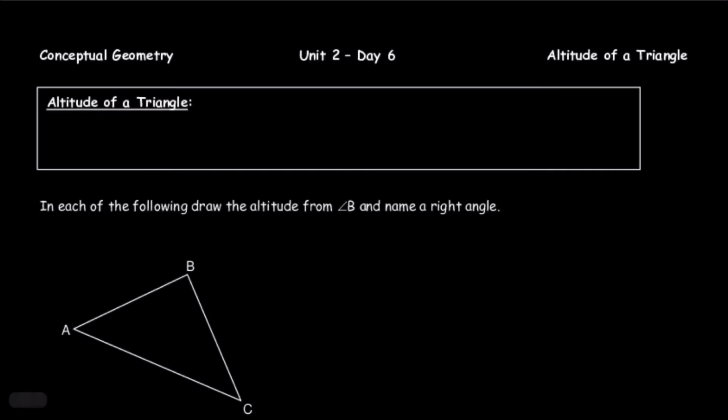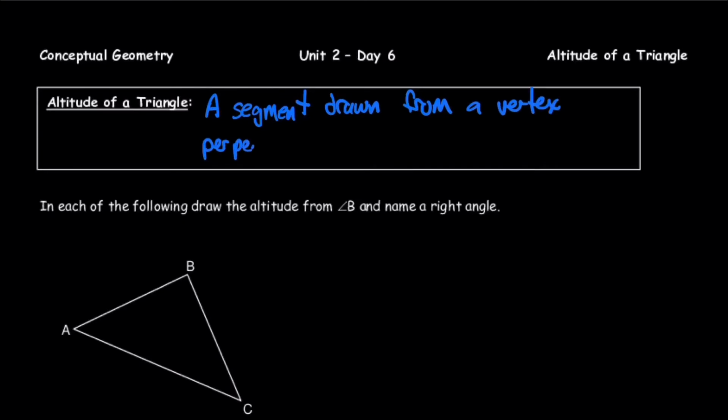An altitude of a triangle is a segment drawn from a vertex perpendicular to the opposite side. So if you remember that word perpendicular from earlier in the unit, that just means forms a right angle.